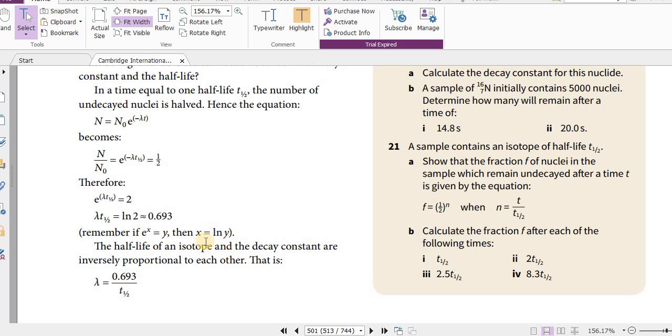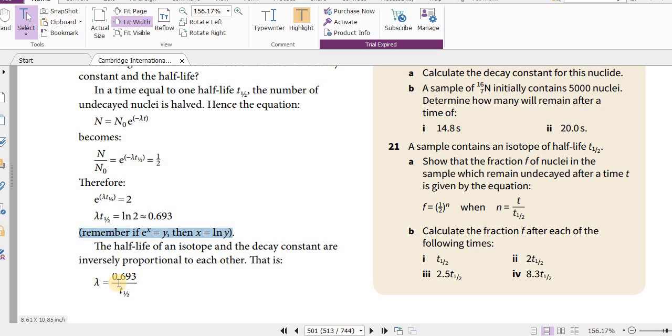Okay, so they're telling you the rule here. But if you are still not familiar with this, review logarithms. The half-life of an isotope and the decay constant are inversely proportional to each other. That is, you can rewrite this.